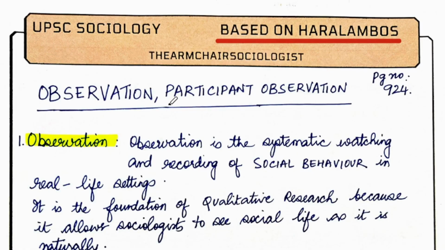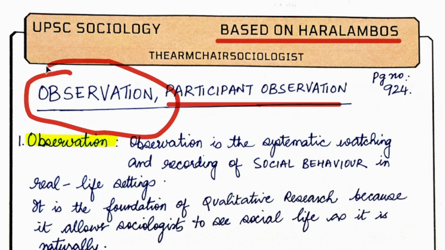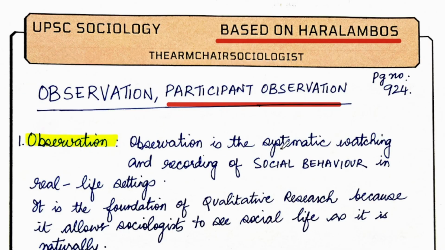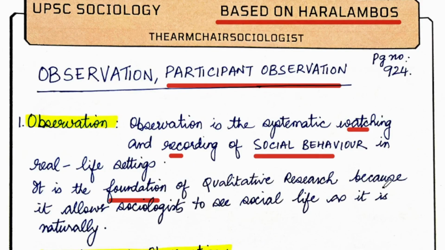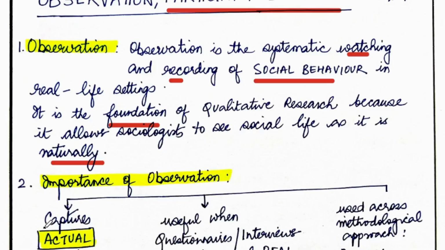Before we understand what is participant observation, let us first understand what is observation. Observation is the systematic watching and recording of social behavior in real life settings. It is the foundation of qualitative research. Why? Because it allows sociologists to see social life as it is present naturally. Now let us understand what is the importance of observation.